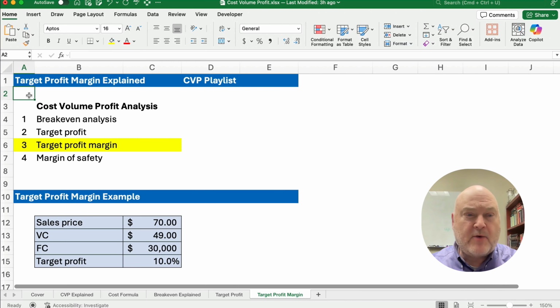Hello and welcome. Today we're working on how to calculate the target profit margin, which is the percentage, not the dollar amount. How do we do that in cost volume profit analysis in managerial accounting? We're in the middle of a cost volume profit playlist, and we already have one on break-even analysis and target profit. This one is on the target profit margin, and we have one on the margin of safety. So let's do an example.